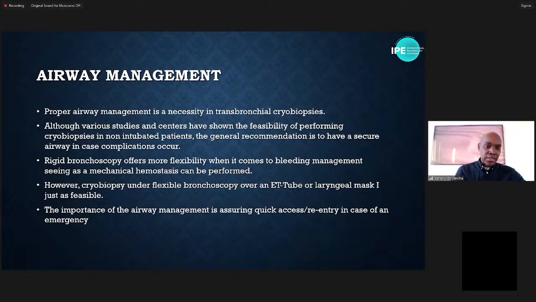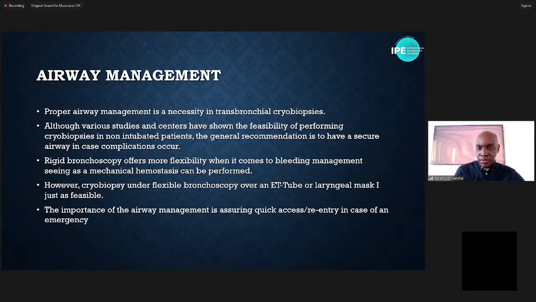The first thing you're going to need is airway management. I think proper airway management is a necessity when it comes to transbronchial cryobiopsy. There have been various studies and various centers that have shown the feasibility of doing cryobiopsies in non-intubated patients, but the general recommendation is that a secure airway is the best situation you can have when it comes to complications.